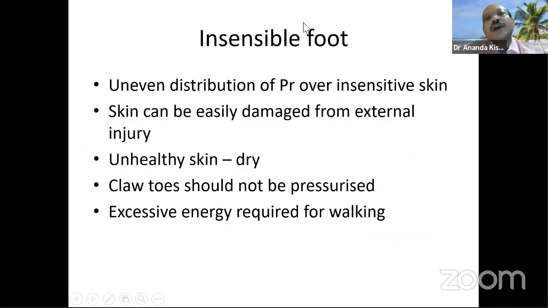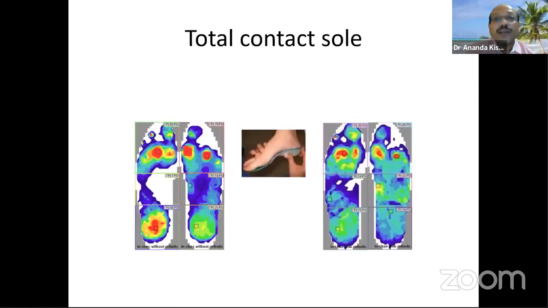So for the insensitive foot, what are the other problems? The uneven distribution of pressure over the insensitive skin will lead to pressure ulcers. Skin can be easily damaged from external injury. Unhealthy skin is very dry, so it is easily damaged. Claw toes should not be pressurized and require extra room, and excessive energy is required for walking. This type of pressure measurement can be done. There are some special instruments, and with them we can easily measure which areas the pressure has to be spread from, and these are the areas where maximum pressure concentration is occurring.